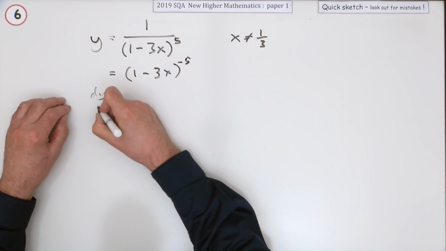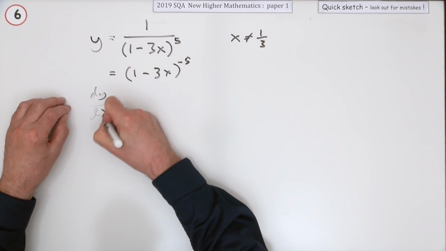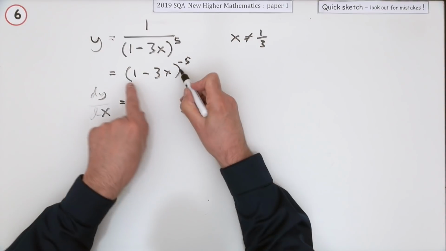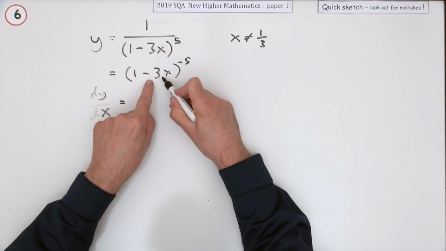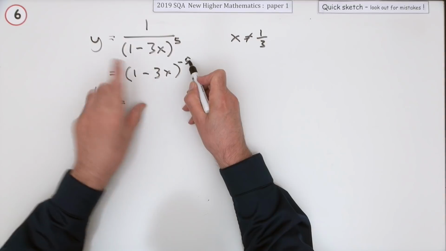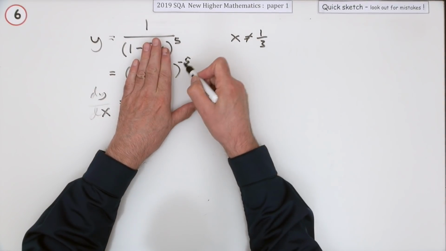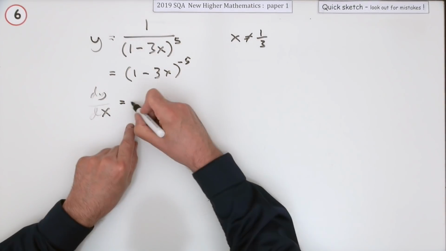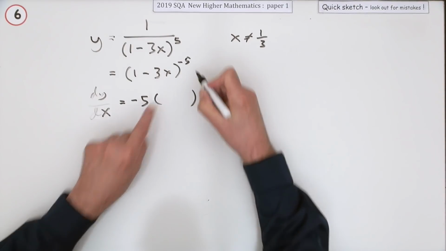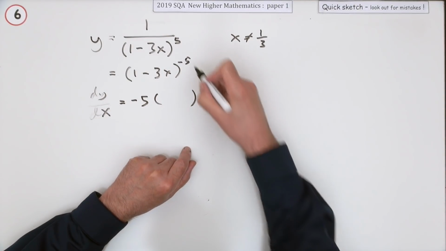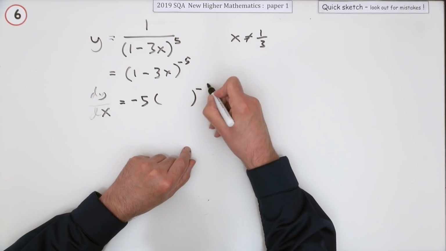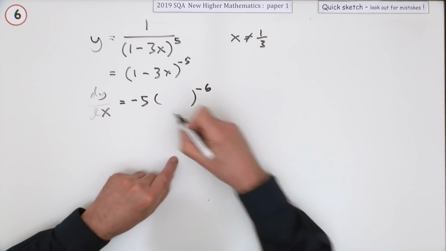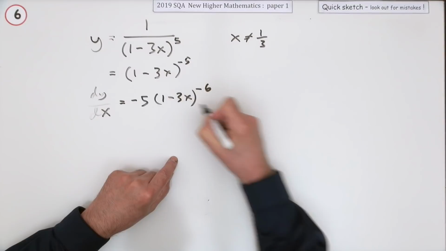Now differentiate. Whoops a daisy. Well, there's an outside function, there's an inside function. Do the outside first. If that was just x to the power negative 5, you would multiply by the power and then take 1 off the power. Now taking 1 off of negative 5 drops it to negative 6. Leave the inner function alone.